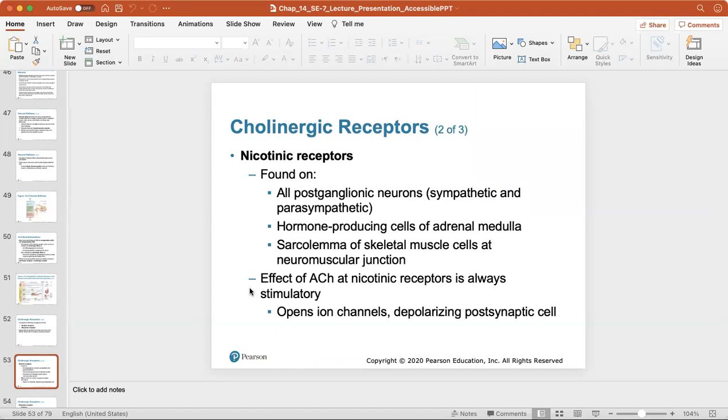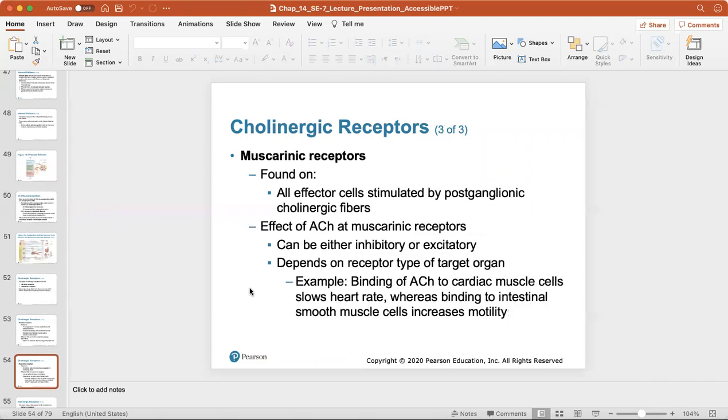Nicotinic receptors are found on all postganglionic neurons, whether that's sympathetic or parasympathetic, on hormone-producing cells of the adrenal medulla, and the sarcolemma of skeletal muscle cells at the neuromuscular junction. And the effect of acetylcholine at nicotinic receptors is always stimulatory. So they'll open ion channels to cause a depolarization event to try to stimulate an action potential to occur.